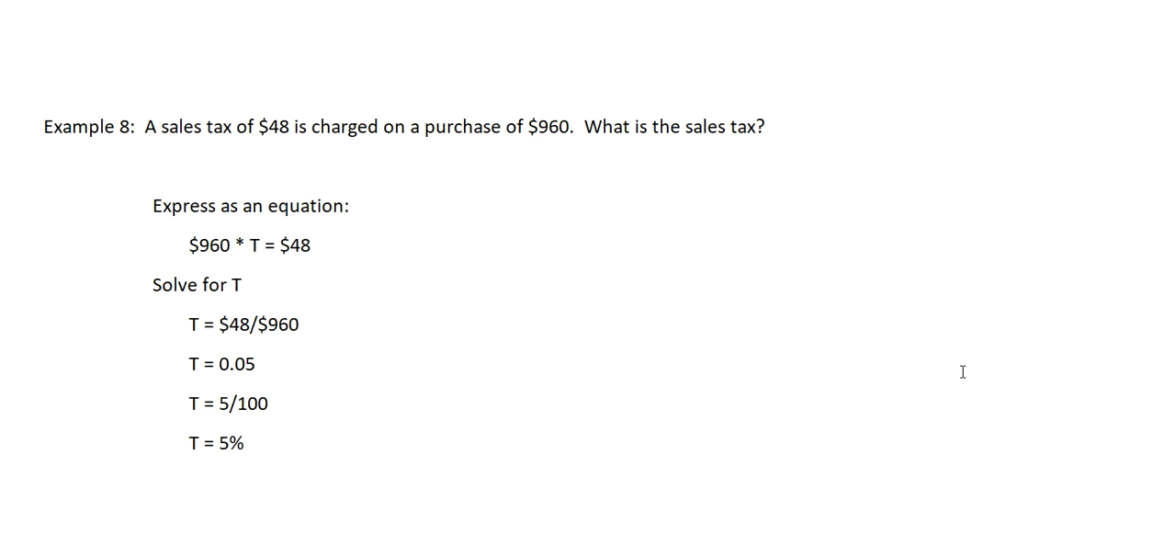Okay, example 8. A sales tax of $48 is charged on a purchase of $960. What is the sales tax rate? Okay, this time it's the percentage we don't know. 960 times some percentage is equal to 48. Well, let's go ahead and solve for t, t for the tax. So t is equal to $48 divided by $960. We'll go ahead and divide through by that. We see that's 0.05. That's a decimal. Let's express that as a fraction over 100. So this is 5 over 100, or 5%.